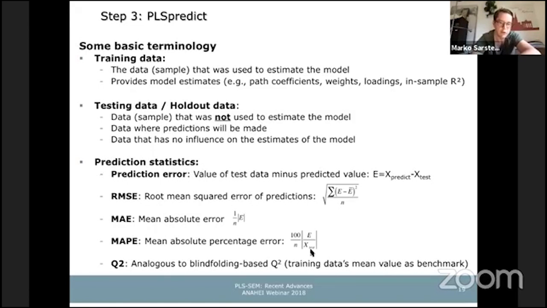Finally, we have the Q squared. And this is actually analogous to what we've just seen in blindfolding-based Q-square. I'm going to be talking about that when we see some examples. We actually use this as a kind of naive benchmark. What does that mean? We just use the training data's mean as a prediction for the omitted variables. So we take the mean value, and this is kind of our best guess. This is the most naive benchmark that you can think of. So if a model performs badly in terms of Q square, you really have a problem. That's how we can put it.